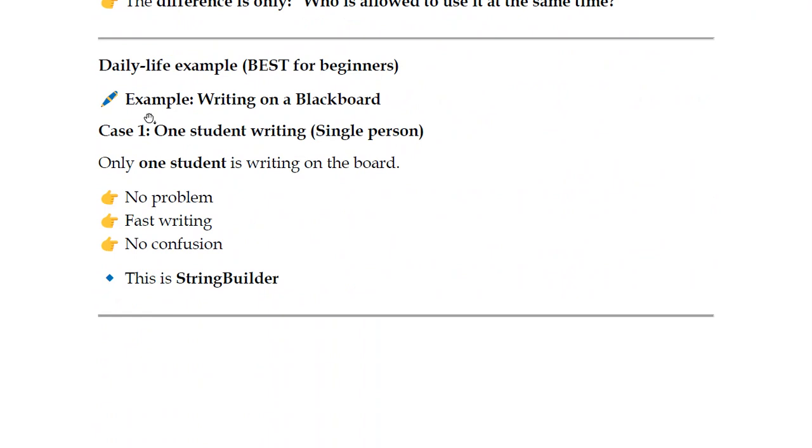Beginners can easily understand this. I'm not taking the thread concept directly. First, we'll consider the example of writing on a blackboard. A single person, that is one student or one employee, writing on the board, no problem. They will write, no confusion. That is about StringBuilder. So far, I'm telling, it is suitable for only one board, so no issues, there is no conflict.